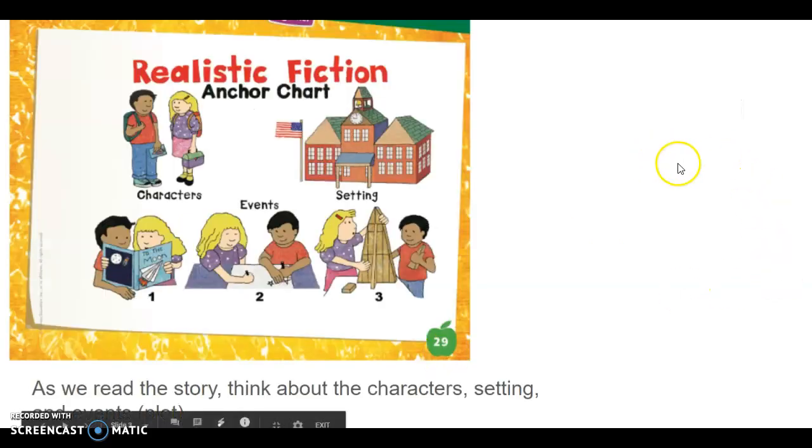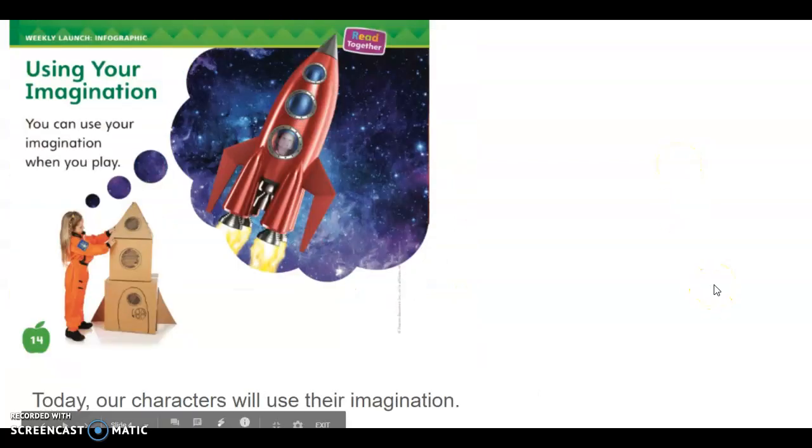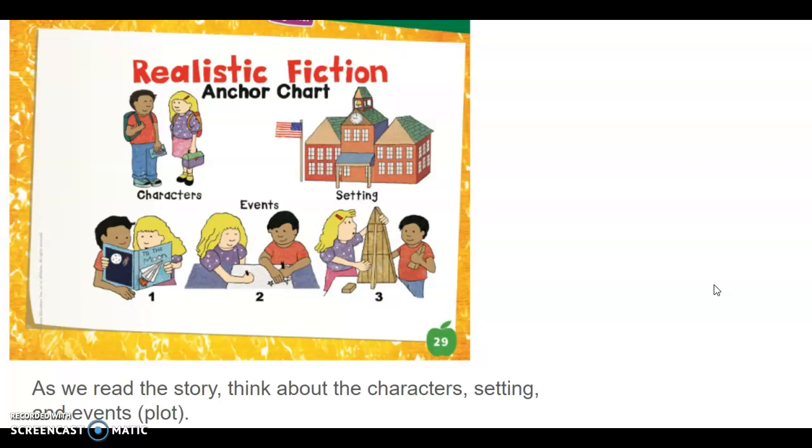Yesterday we talked about some features of realistic fiction. So as we read the story, think about the characters, who are the people in the story, the setting, where the story takes place, and the events of the story. Events are also known as the plot. What happens in the story are the events or the plot of the story.